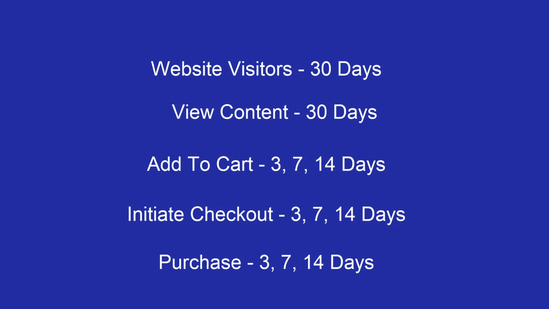Website visitors, 30 days. View content for a specific product ID, 30 days. Add to cart for a specific product ID, 3, 7, and 14 days. Initiate checkout for a specific product ID, 3, 7, and 14 days. And finally, purchase, again, for a specific product ID, 3, 7, and 14 days. This will be incredibly useful in our next video. Hint, hint, wink, wink. Those are the most important, and I'll explain it in more detail in our retargeting video.